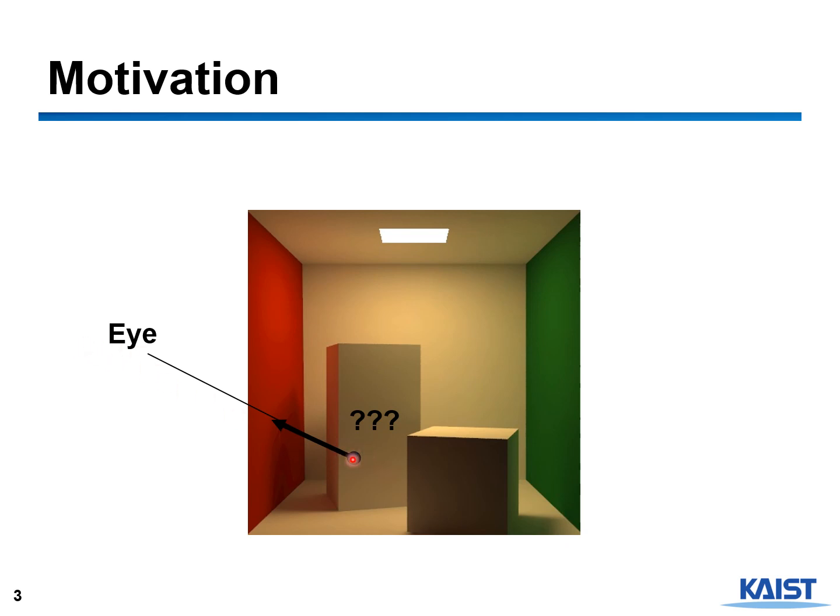To answer that question, in the end, we need to know how much energy we can see from that point in that direction. Once we know that energy, then based on that energy, we can compute the color, the level of illumination, and that's, in the end, the radiance.